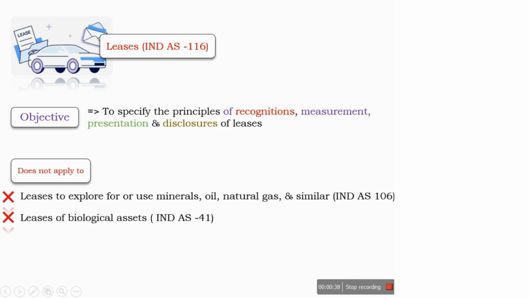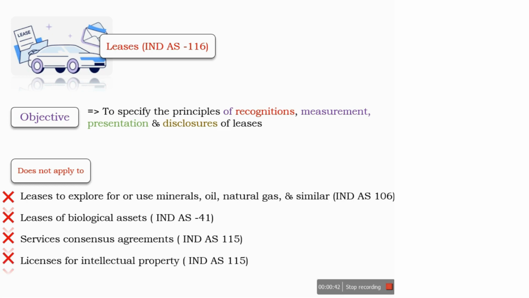Leases of biological assets are covered by IND AS 41. Service concession agreements and licenses for intellectual property are covered by IND AS 115. And rights held under licensing agreements, like motion pictures, video recordings, plays, patents and copyrights, are covered by IND AS 38. Although IND AS 116 says that this is a non-exclusive list, this matter we will cover in a separate video.